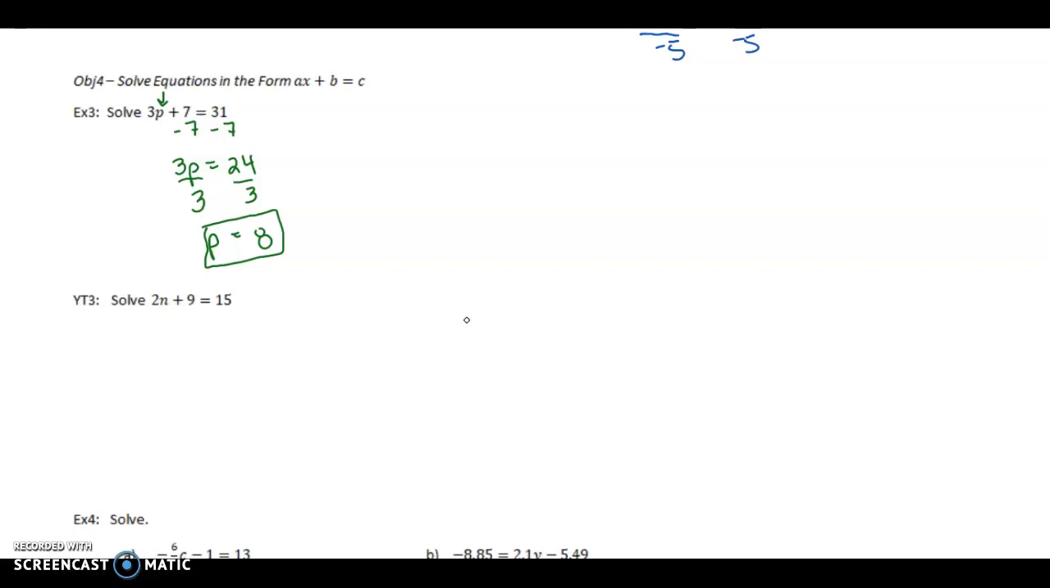So go ahead if you want to pause the video and try this. You try 3. It's a 2-step equation. We're trying to get n by itself, so we're going to move that 9 first. 2n equals 6, then divide by 2, and n equals 3. It helps to write it on both sides of the equation directly under what you're undoing so that you can see what operations were involved.